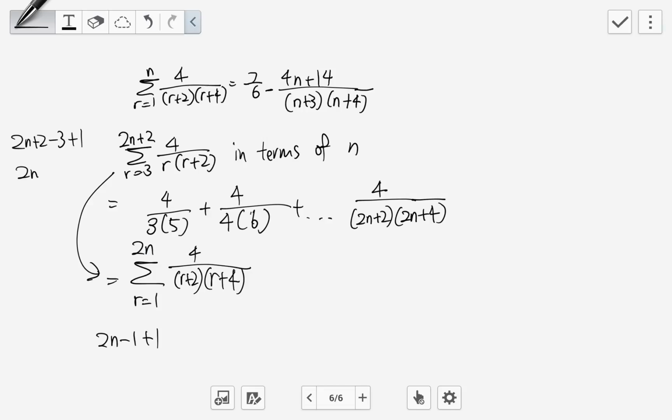Since these two are exactly the same, now I apply the formula here. Notice everything is the same, except this n is changed to 2n. So in the formula, all the n must change to 2n. I'll write 7 over 6 minus 4 times 2n, which is 8n, plus 14, and here we will have 2n plus 3 and 2n plus 4. So our job is done, right? That's it.